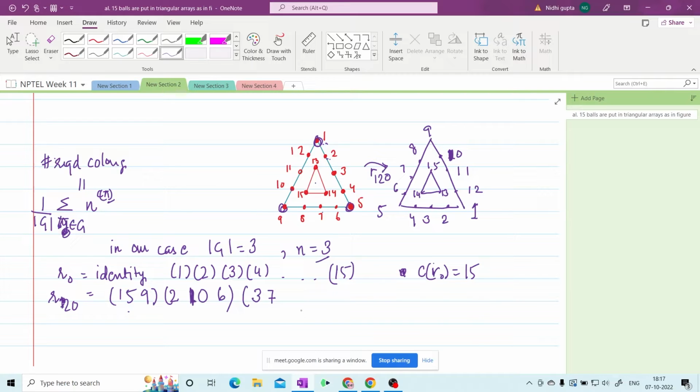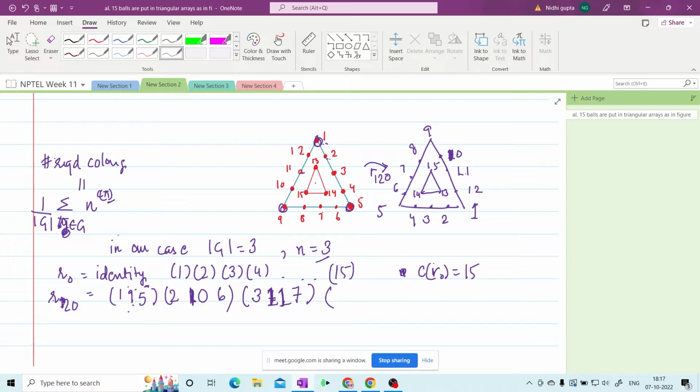Sorry, 3 is going to 11. 11 goes to 7. So we have 3, 11, 7. And here also we have 1, 9, 5, and 2, 10, 6, 3, 11, 7.